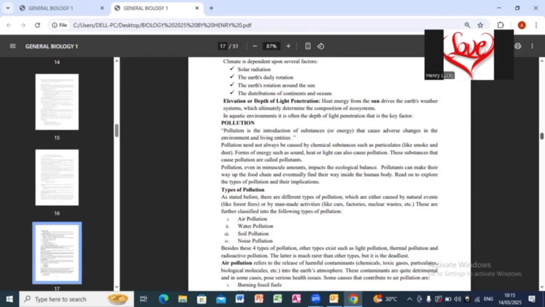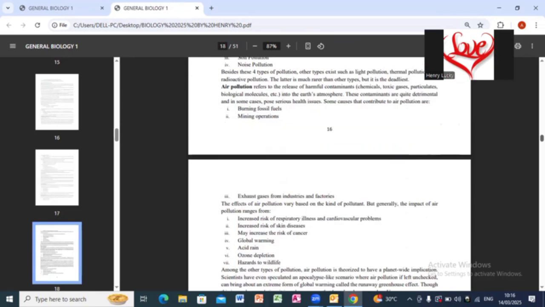Now, air pollution is the release of harmful contaminants, chemicals, toxic gases, particulates, and biological molecules into the Earth's atmosphere. These toxic substances can emanate from companies where they burn off monoxide and the rest of them into the atmosphere. When this happens, the environment becomes toxic for human health. Even human activity gives a forum for air pollution to occur, such as burning of fossil fuel and wastes, mining operations, exhaust gas from factories and the rest of them.